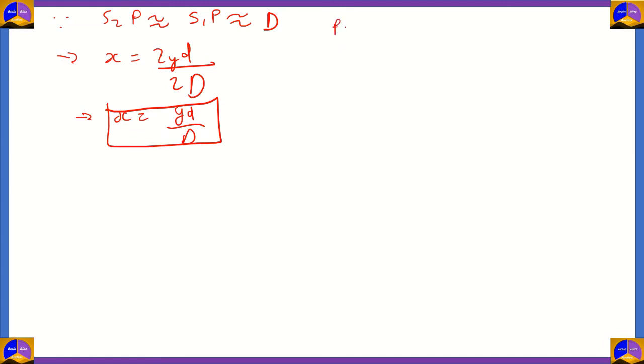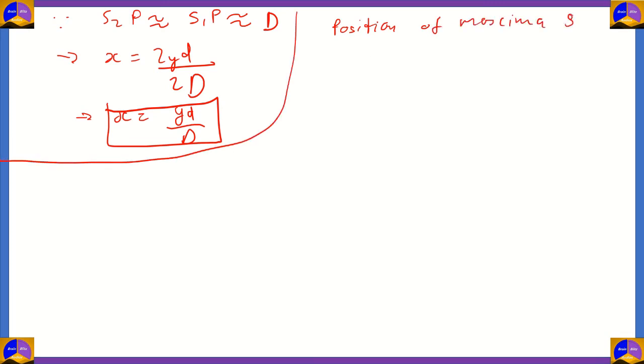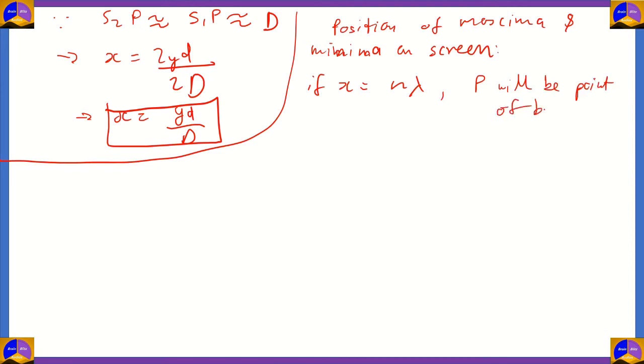So now let's consider the position of maxima and minima on the screen. Using that, we can find out the fringe width. Basically, if x is equal to n lambda, then P will be the point of a bright fringe.